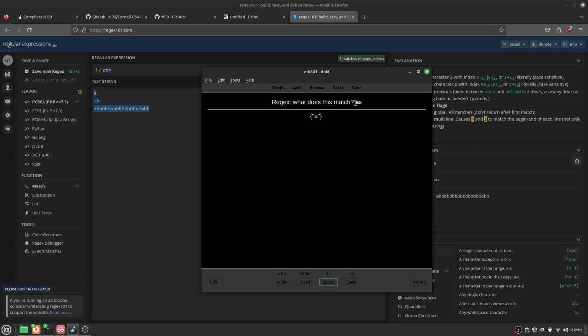Oh, I read that wrong. So it's A concatenated with the empty string, which is just A. Let's do that again. What does this match? The set containing A, B, and C, sorry. Yep. What does this match? A concatenated with the empty string is a set containing A.